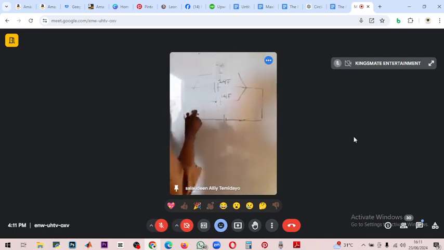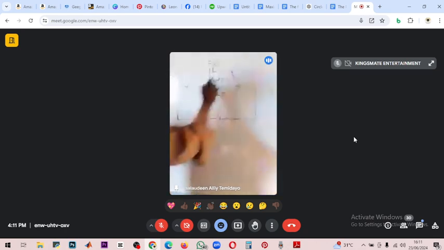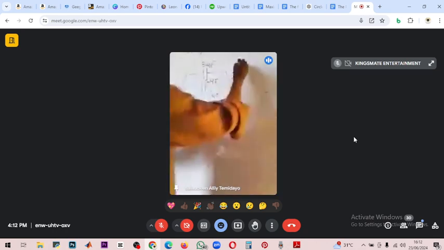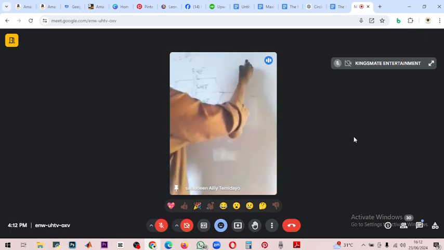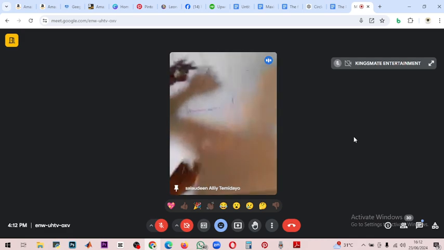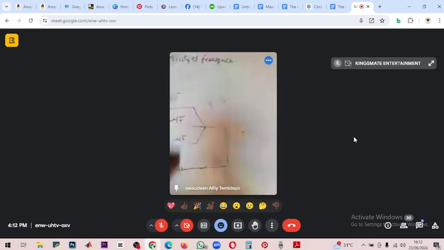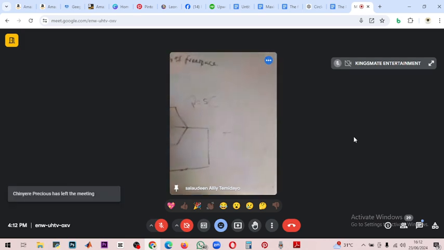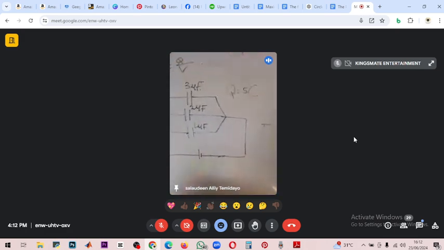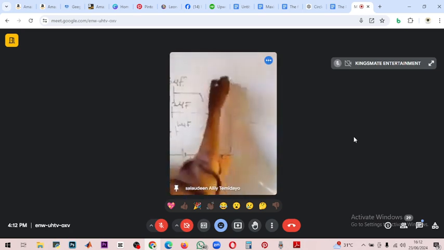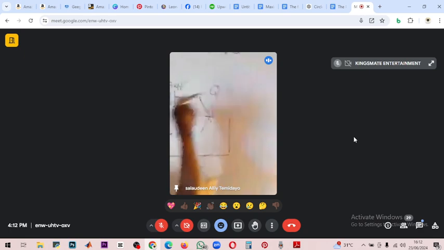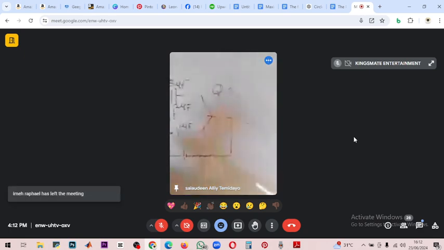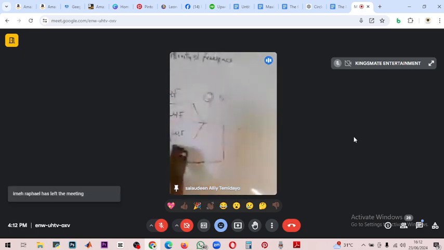So here now, if a quantity of charge of 5 coulombs is passed through this circuit, what is the electric current in the circuit? To know that, we must know the total capacitance first.